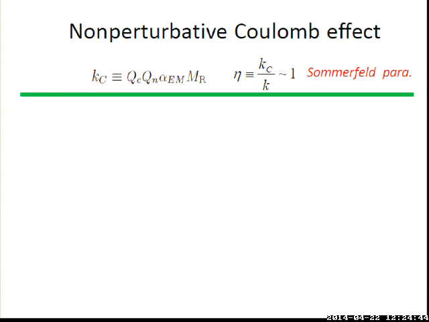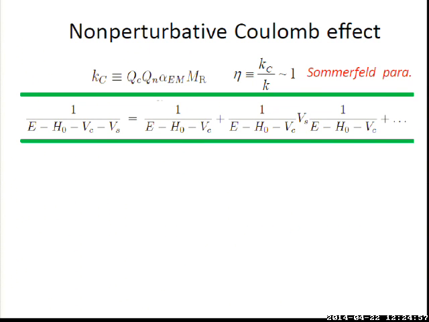Basically, this ratio measures the Coulomb energy relative to the kinetic energy of the two particles. If it's order 1, this means the Coulomb effect is non-perturbative. And there's a conventional approach to compute the propagator or to study this case.